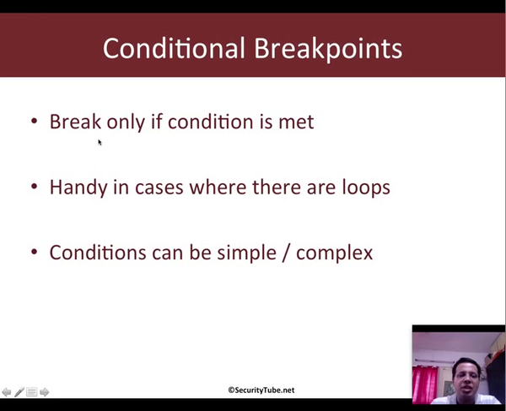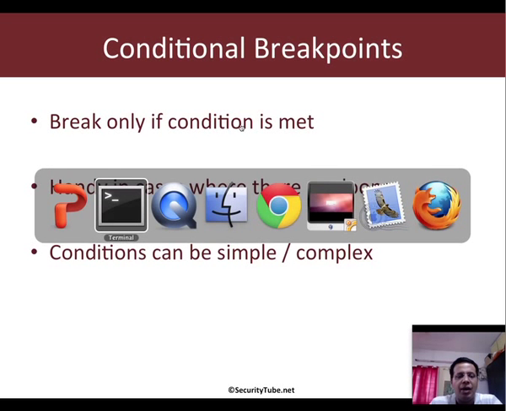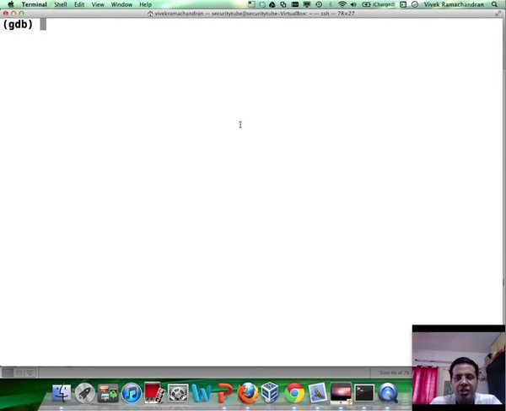Conditional breakpoints allow you to break only if a certain condition is met. These conditions can be very simple ones as well as arbitrarily complex ones. Now I'll show you some simple examples just to get you started. Depending on what you're debugging, of course, you can have many more complex expressions.